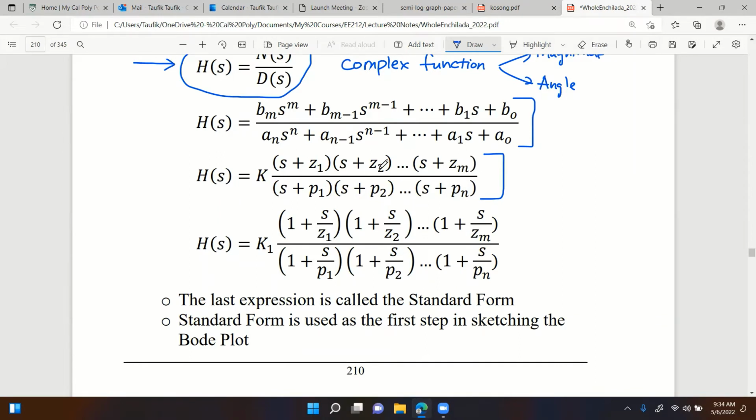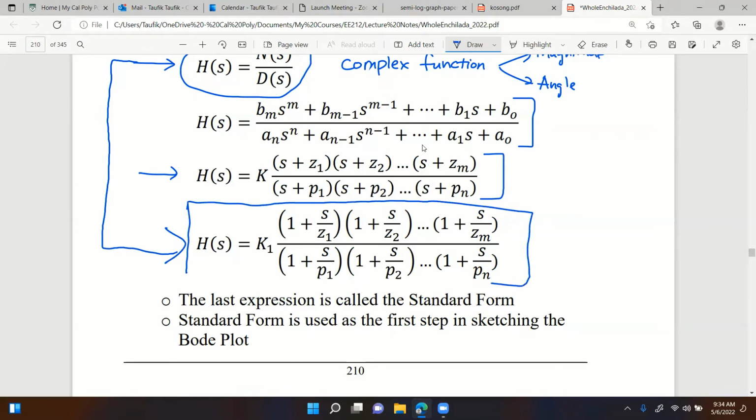Using this form. However, for Bode plots, and this is important, to generate or to sketch Bode plots, you need to write the transfer function in what we call the standard form. And this is the standard form right here. I'm going to box that in right here. That's the standard form.